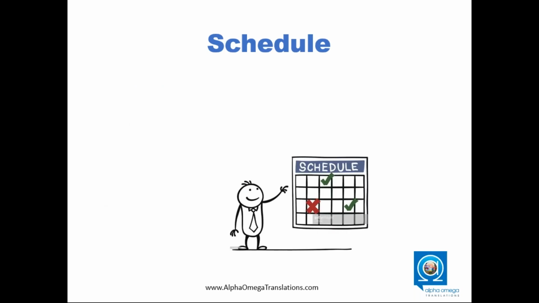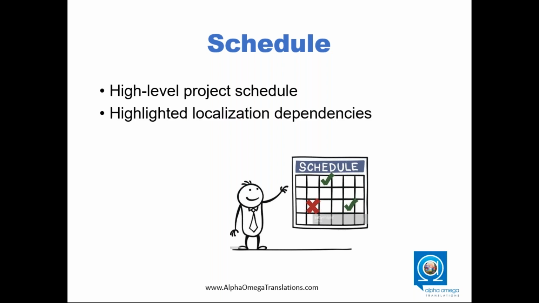Then you move on to the schedule. You want to identify when you can start sending your localization materials. You create a project schedule. You highlight the localization dependencies and release a schedule. It's a good idea to schedule regular meetings and to state that you'll do a small project first so you can back out if you're not happy with that first project.